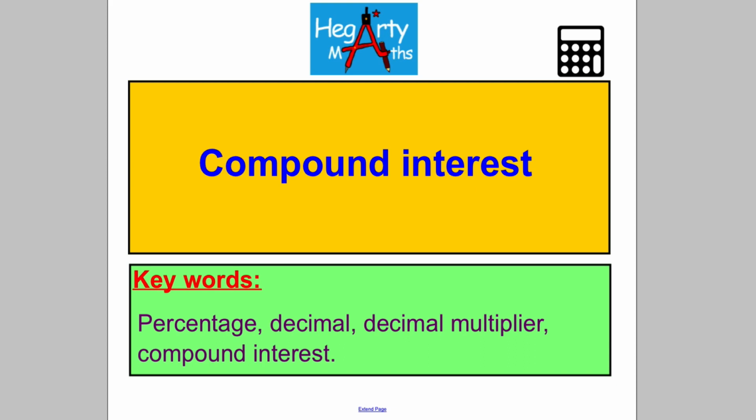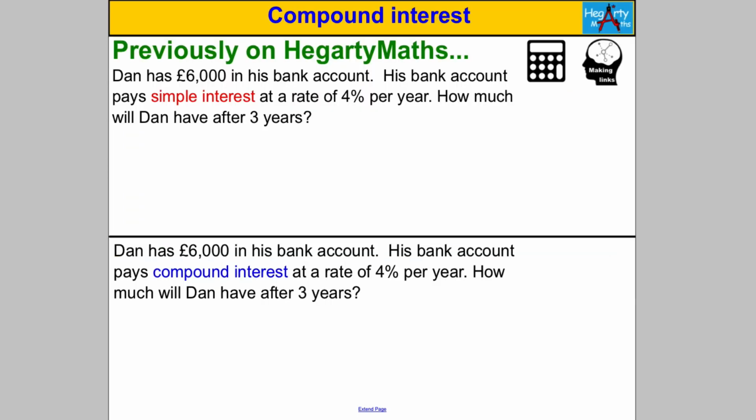It's Mr. Hegarty here, and in this video we're talking about compound interest. Linking to what we've previously done, in the simple interest video I showed you how to calculate that, and at the same time actually showed you how to calculate compound interest. So would you pause the video and just double check you can do the questions about Dan having money in a bank account at simple interest, and then do the same question with Dan having his money in a bank account with compound interest. Pause the video and then I'll go through.